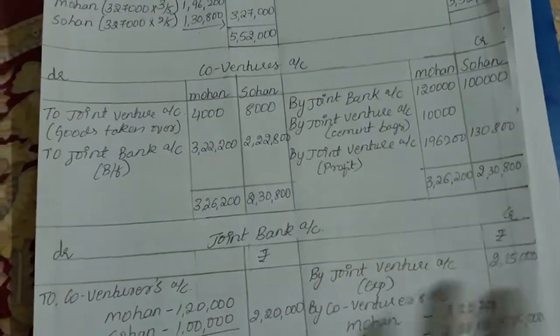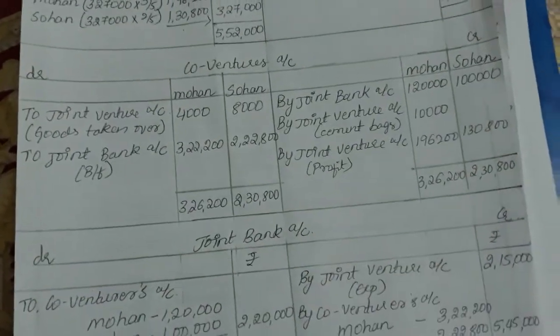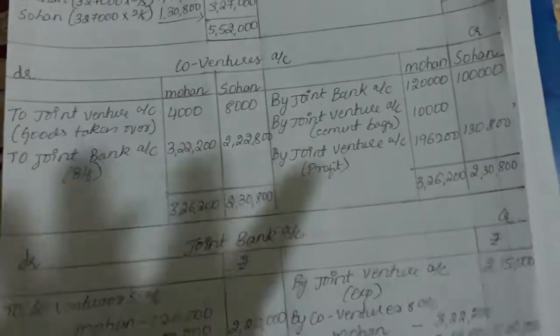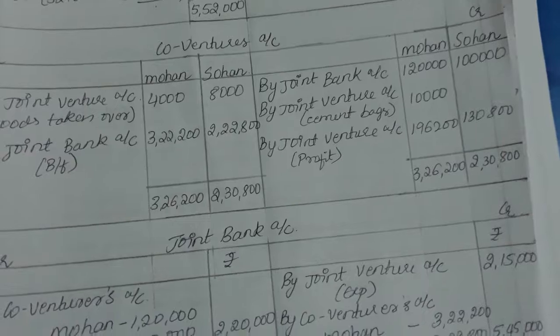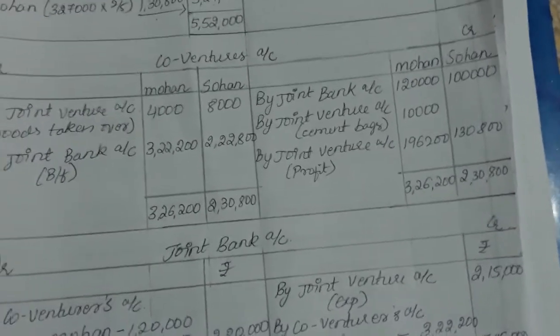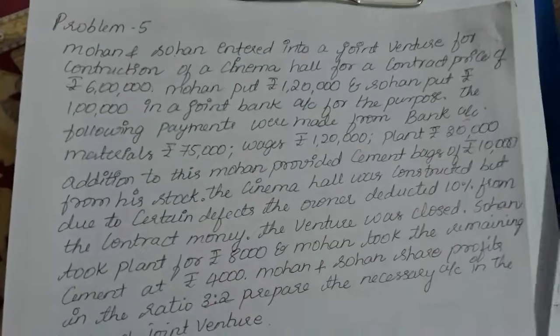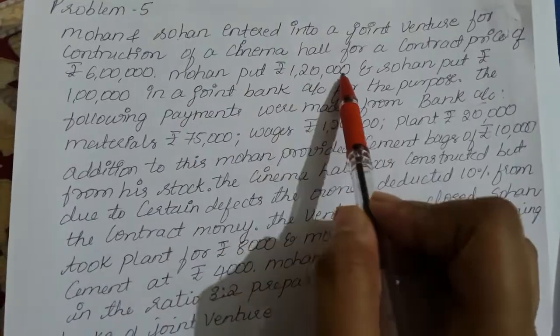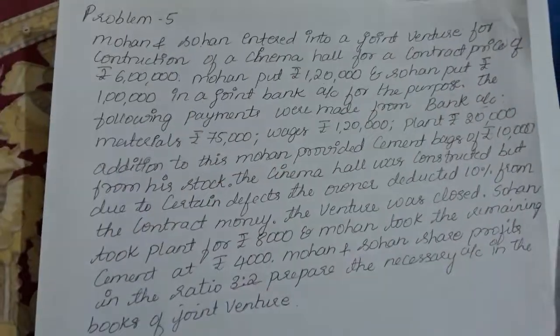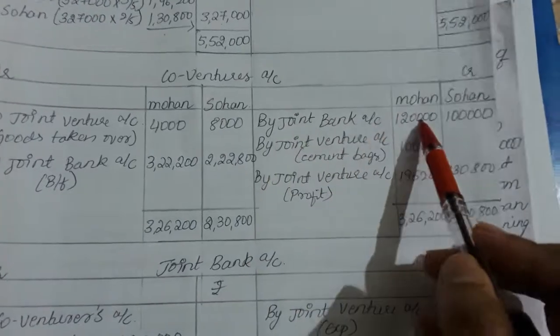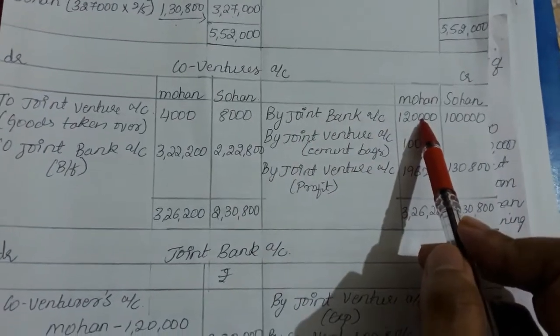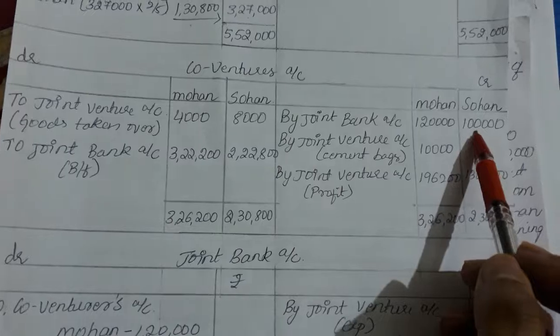Co-ventures, obviously while going on with joint venture, they are supposed to put in some cash, right? Without anybody giving cash, it will not be there. So why have they given the cash? In the question they have clearly mentioned. Mohan has given 1,20,000, Sohan has given 1 lakh rupees. So we are supposed to write over here to joint bank account, that is the contribution made by the particular co-venturers, 1,20,000 and 1 lakh.